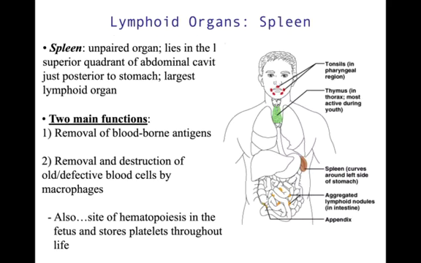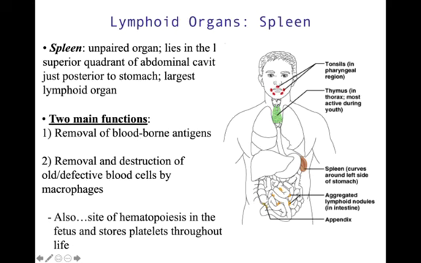Another type of secondary lymphoid organ is the spleen. The spleen is an unpaired organ. It lies in the left superior quadrant of the abdominal cavity, just superior to the stomach. Again, this is the largest of the lymphoid organs. There's two main functions of your spleen. Well, what does it do? Removal of bloodborne antigens. This is the immune system function.